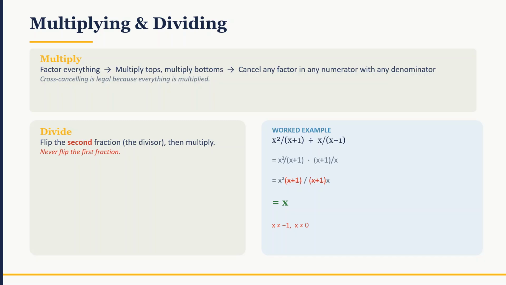Worked example. x squared over x plus 1 divided by x over x plus 1. Flip the second fraction to get x plus 1 over x, then multiply. x squared times x plus 1 over x plus 1 times x. Cancel x plus 1 and one factor of x. What is left is x, with restrictions x not equal to negative 1 and x not equal to 0. Both restrictions survive because the original expression had x plus 1 in a denominator, and the second fraction had an x in its numerator that became a denominator after the flip.